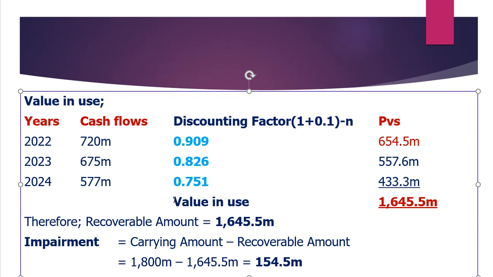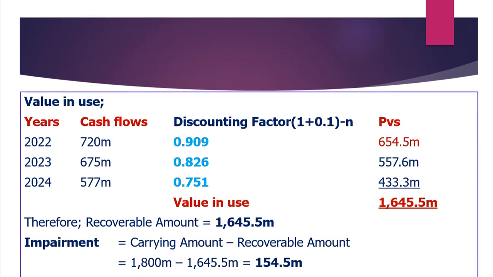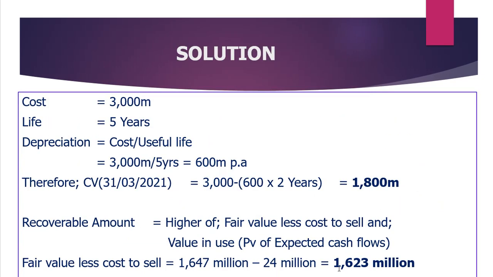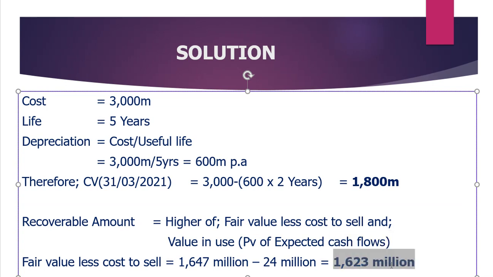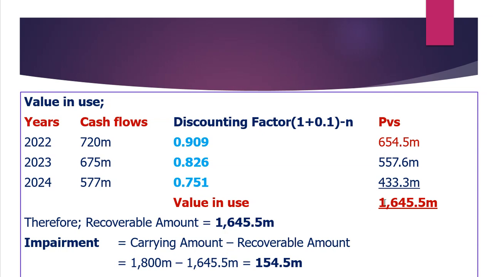Now, the standard says the recoverable amount is the higher of fair value less cost to sell and its value in use. So now when you see here, you'll find that our fair value less cost to sell was 1,623. I'm painting it red. But our value in use is 1,645.5. Meaning our value in use is higher. And therefore, it's going to work as our recoverable amount.